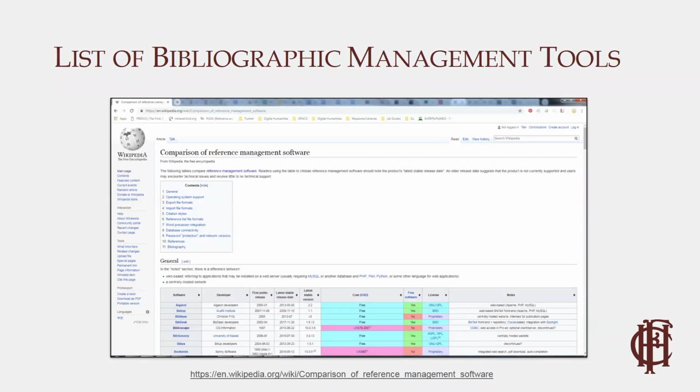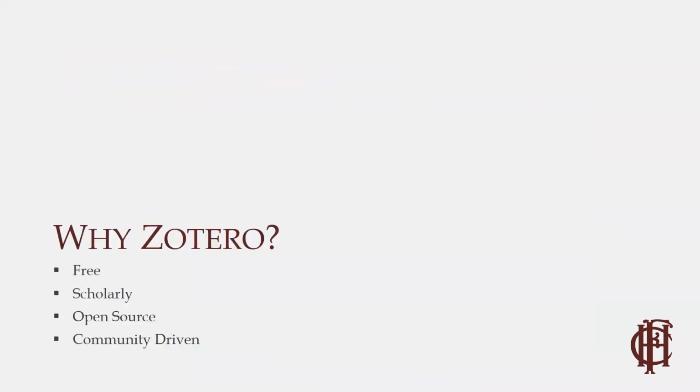So with all this talk about bibliographic management tools, you might want to know at this point why use Zotero over those other tools. My colleagues and I find that Zotero best fits the needs of most users because in addition to all the attributes that we previously listed, it is also free, scholarly, open source, and community driven. So what do I mean by all those attributes?